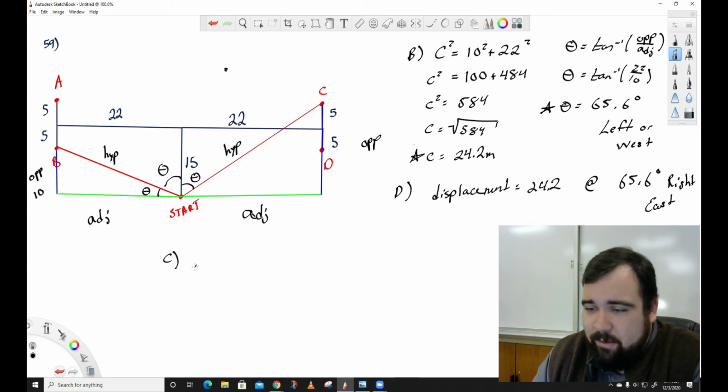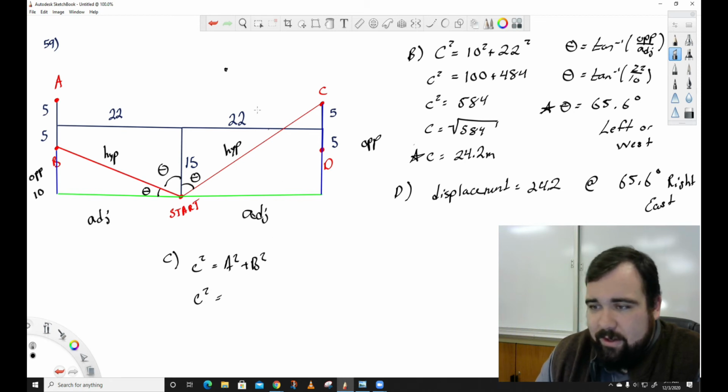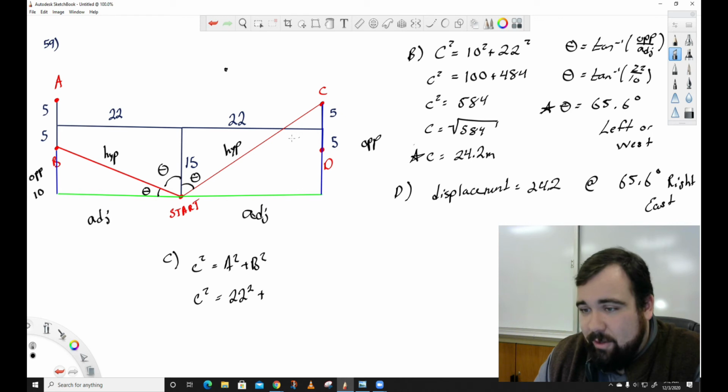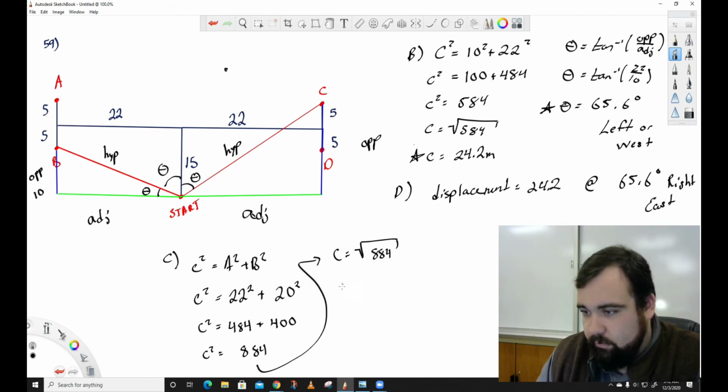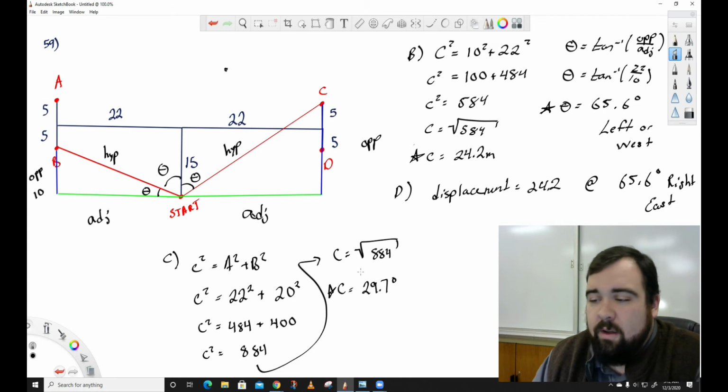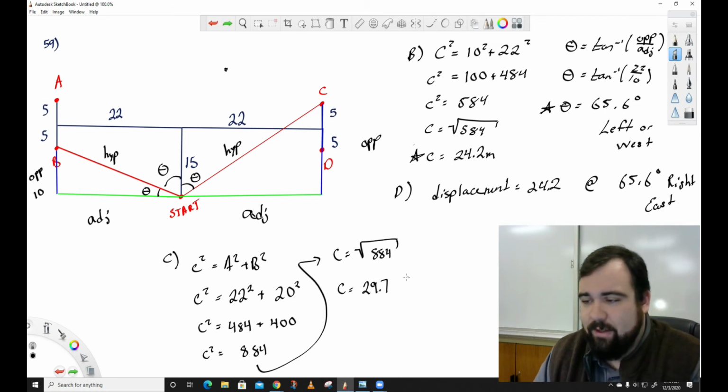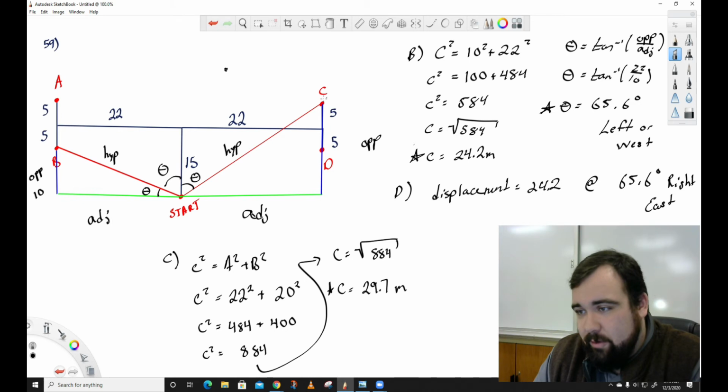Now for C, we need to identify our values for these opposite and adjacents. So our adjacent side here is still going to be 22. But our opposite side is now going to be different. If we went up 15, came over, and then turned and went up an additional 5, then this side is going to be 20. And I'm getting 29.7, not degrees, meters for that. So that's going to be how far it is from start to the location C.